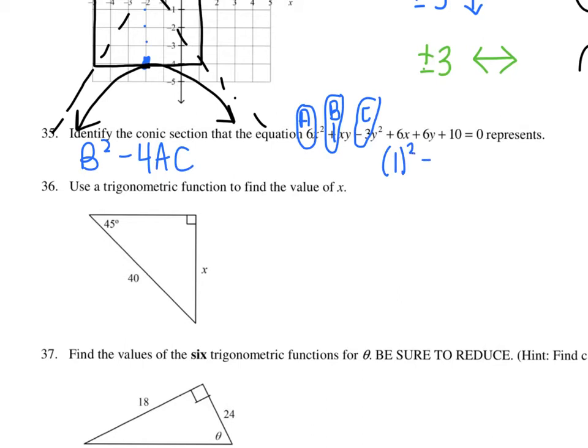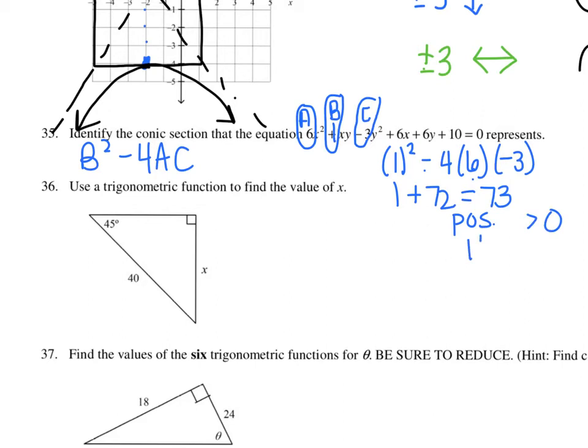So it's going to be 1 squared minus 4 times 6 times negative 3. Well, 1 squared is 1. Negative 4 times 6 is negative 24, and negative 24 times negative 3 is positive 72. So 1 plus 72 is 73. Because we have a positive number for our answer, we look at the chart, and when b squared minus 4ac is positive, when it's greater than 0, it says that the shape is a hyperbola.